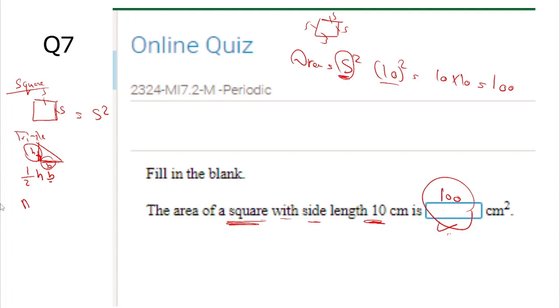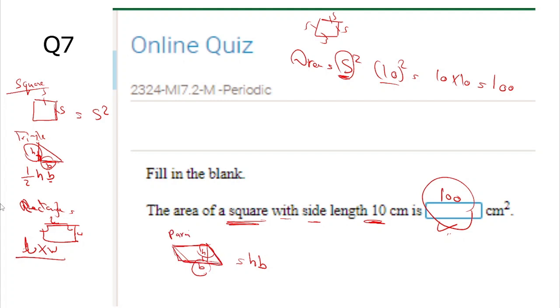For the rectangle, it will be like this. This is the length, this is the width, so it will be L, length multiply width. Okay, for the parallelogram, it should be like this side, and this would be a height here. This is the B. Okay, it will be equal to HB. The height multiply B, you will get the area of the parallelogram.